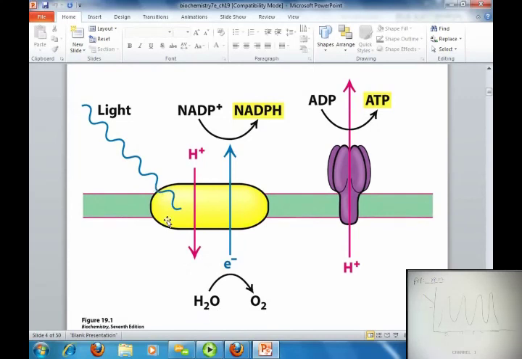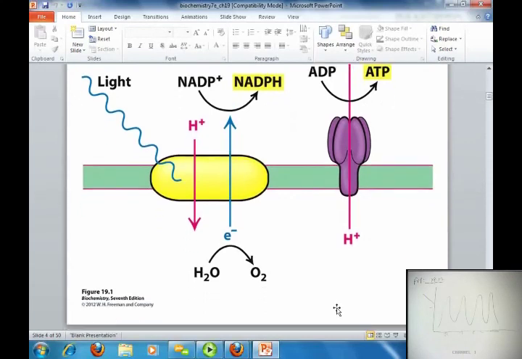Light hits plastoquinone, and then the electrons are transferred here, NADP to NADPH. At the time, hydrogen is moving in. If there is more hydrogen here and less there, that produces a gradient, and that gradient pushes the hydrogen outside. When it moves outside, ADP is synthesized to ATP in the presence of inorganic phosphate. So NADPH is produced, and ATP is also produced in the light reaction.